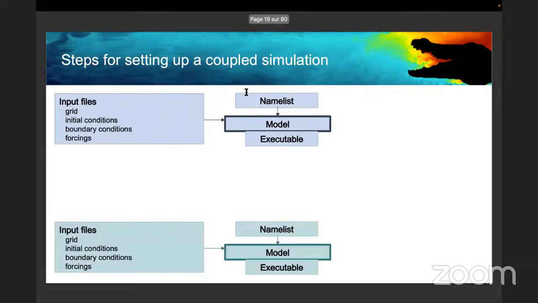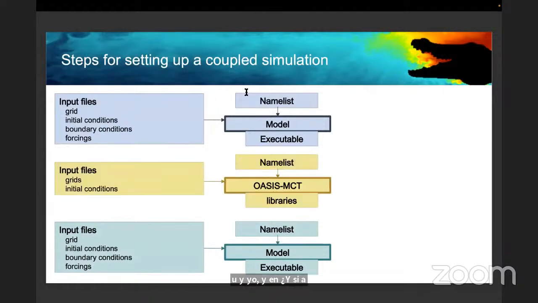Now you have two models, so you need the same for the other model, okay? And in the middle of that, now you have OASIS. And for OASIS, you also need input files, so typically the restart files, and you need also namelists. So you can see that it's a lot of files to manage. This really is the difficulty today.